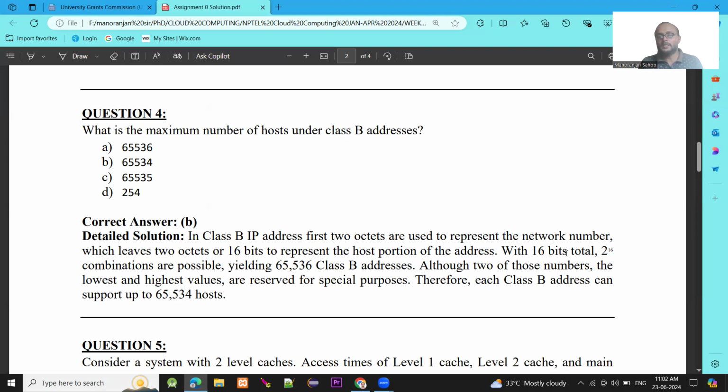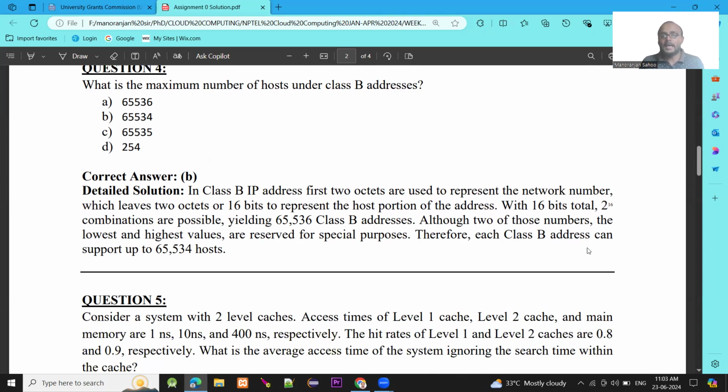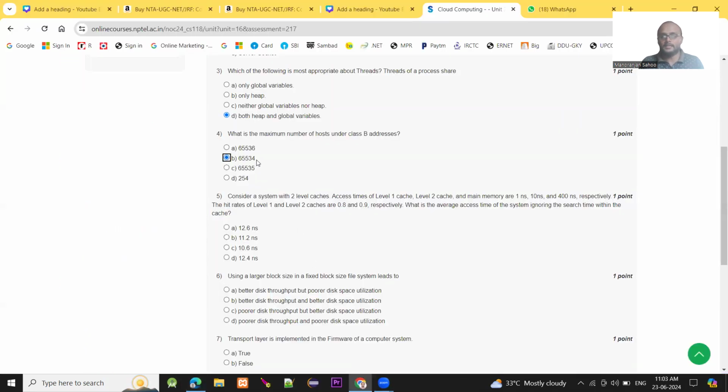With 16 bits total, that is 2 to the power 16, combinations are possible, yielding 65,536 class B addresses. But 2 of those numbers, the lowest and the highest values, are reserved for special purposes. So it will not be 65,536, it will be 65,534. Therefore, a class B address can support up to 65,534 hosts, which is option B. Okay, so option B is the right answer.